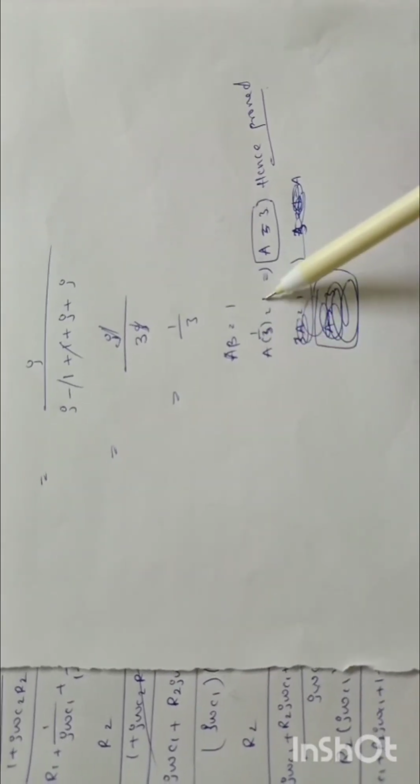A beta equals 1. Beta value is 1 by 3. So A into 1 by 3 equals 1. At last, A equals 3.